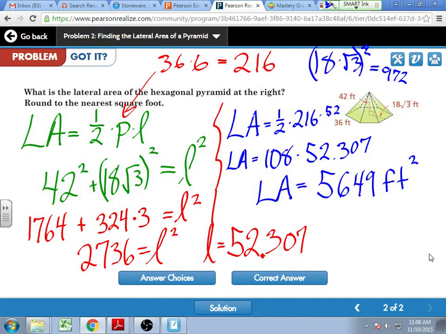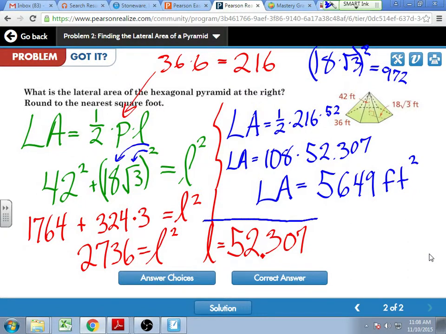Hey guys, here's what I'm showing with my work. When you square 18, it becomes 324. When you square radical 3, it becomes 3. Then when those multiply, you get 972. So we only need the stuff on the left, right? We don't need the stuff on the right. We're only finding lateral area. No, all of this is for lateral area.